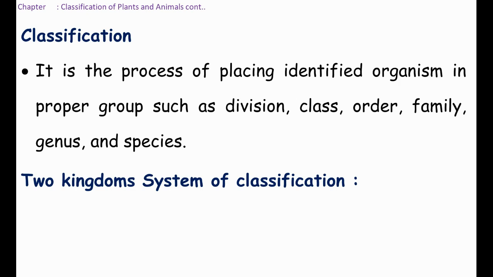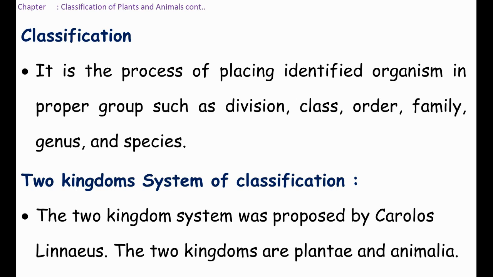Okay, first the two kingdom system of classification was introduced. First of all, the two kingdom system was proposed by Carolus Linnaeus. He is also known as what? Father of taxonomy. The two kingdom system was proposed or introduced by the famous taxonomist Carolus Linnaeus. He is also considered as the father of taxonomy.